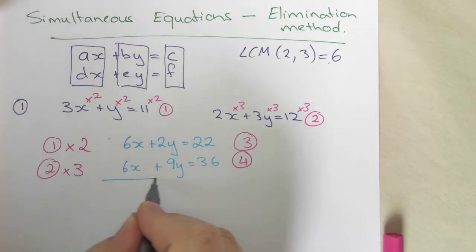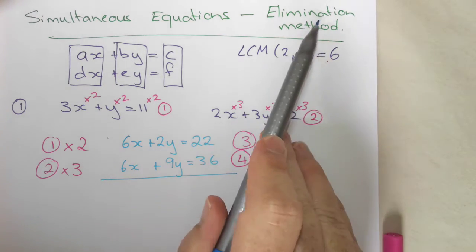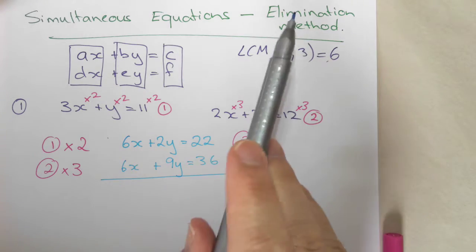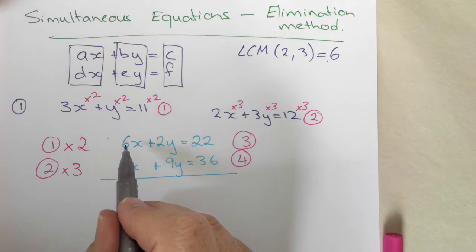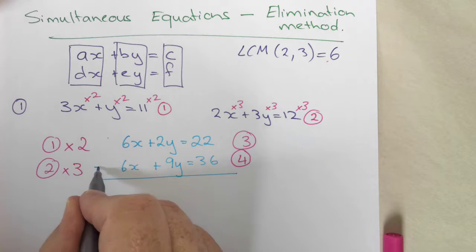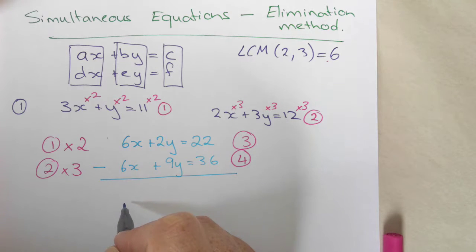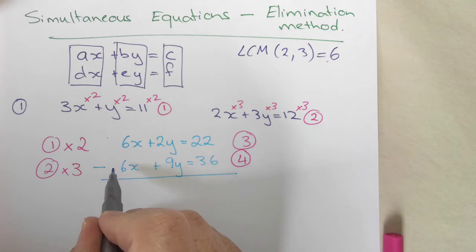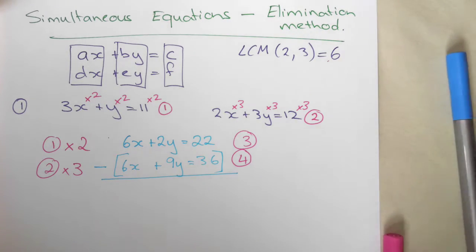Now what I need to do is either add or subtract these equations together in order to eliminate, in this case, the x variable. That's why I looked at the coefficients of x. 6x and 6x, if I added those together, would give me 12x. However, if I subtract those, 6x take away 6x will eliminate the x variable. So that's what I'm going to do: subtract everything in this equation.